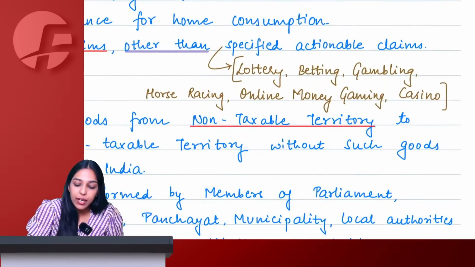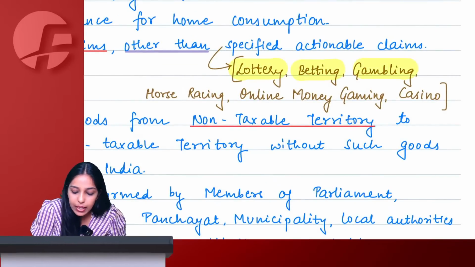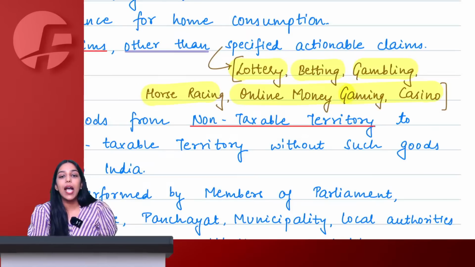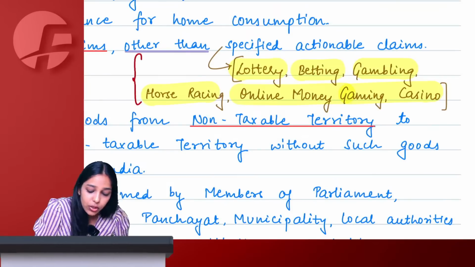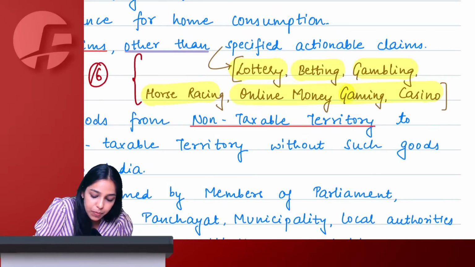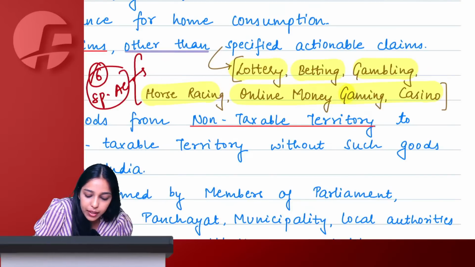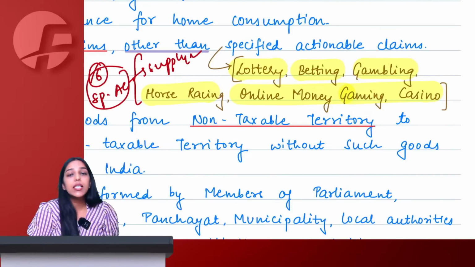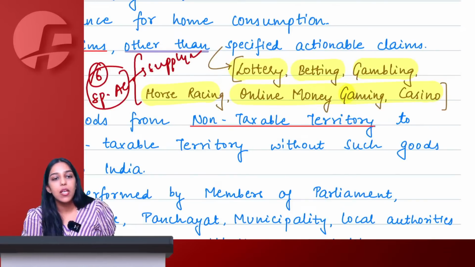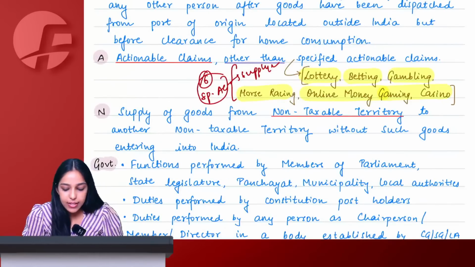So what are specified actionable claims? Lottery, betting, gambling, horse racing, online money gaming, and casino. So these particular 6 specified actionable claims will be considered as supply. Other than this, all other actionable claims will not be considered as supply.